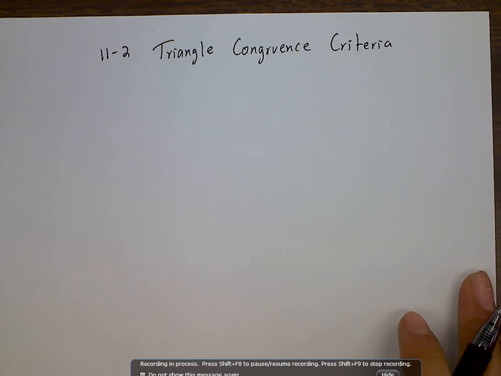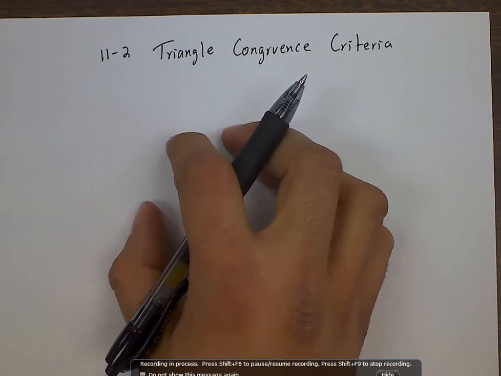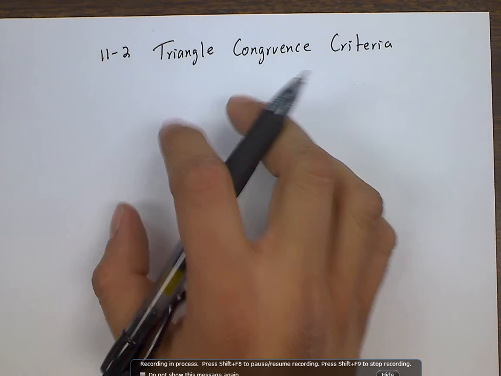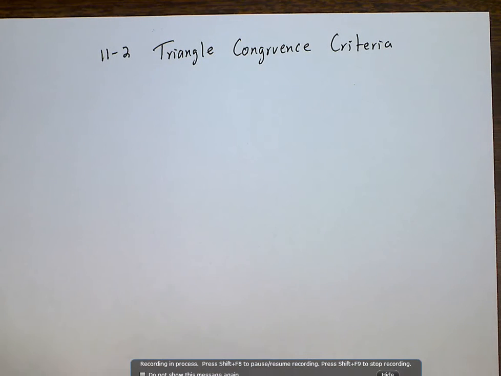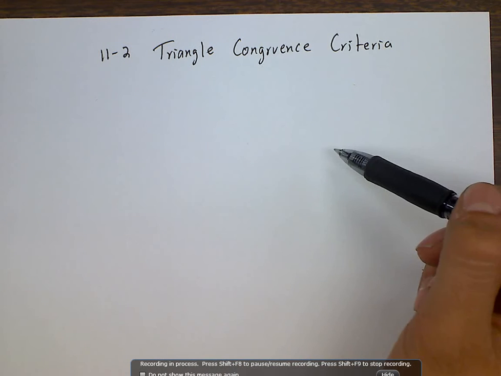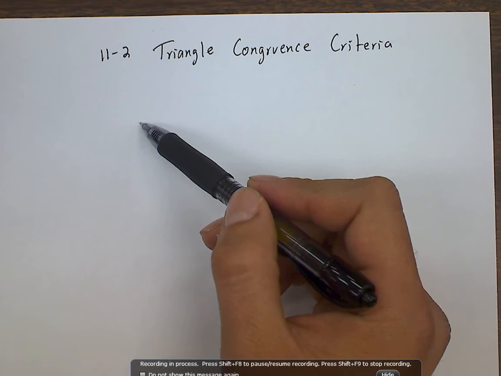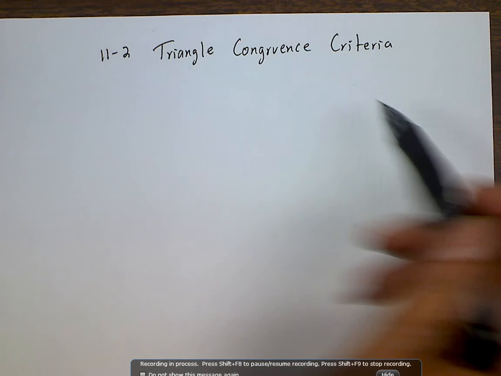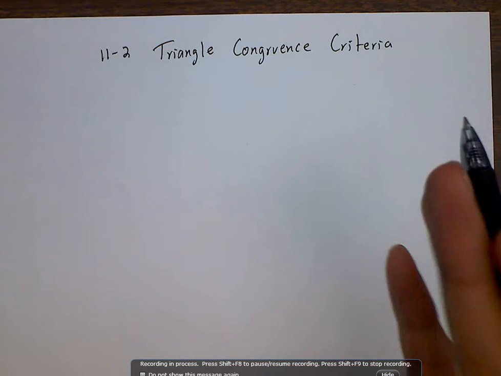Okay, so this one is all about triangles being congruent. So in the previous class, we had to list every single part that was congruent. For example, we had three angles that were congruent to three corresponding angles of a different triangle, and three sides that were congruent to three corresponding sides of another triangle. So what this does is give you shortcuts to prove that two triangles are congruent.